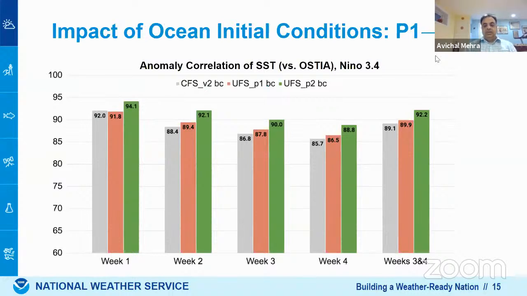So here we're looking at the impact of introducing better ocean initial conditions. This happened when we moved from prototype 1 to prototype 2. We're looking at anomaly correlations of SST in the Nino 3.4 region. And as you can see, as we move from prototype 1, which is in orange, to prototype 2, which is green, we saw good improvements in the AC scores. We improved all through weeks 3 and 4, and improved upon the skill coming from CFS.